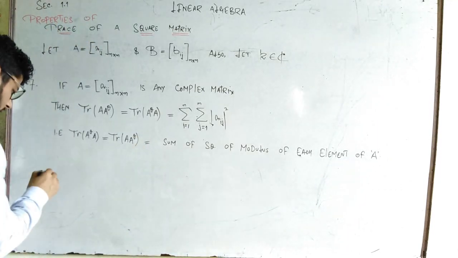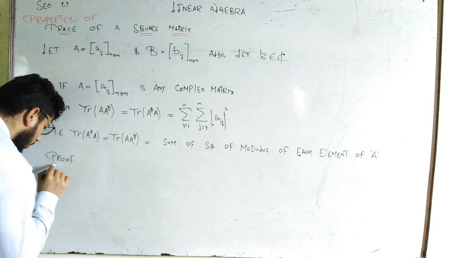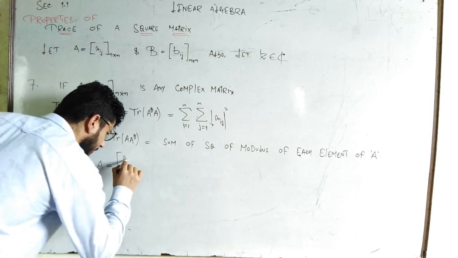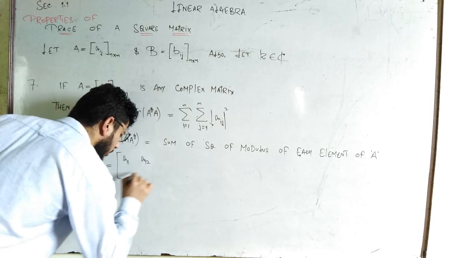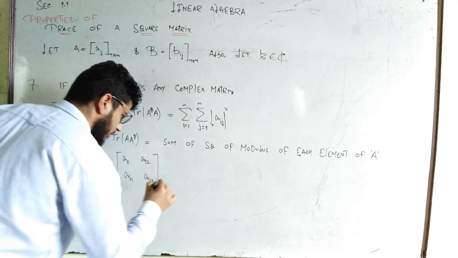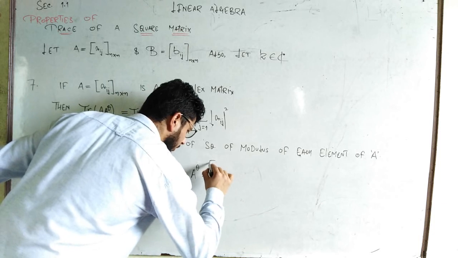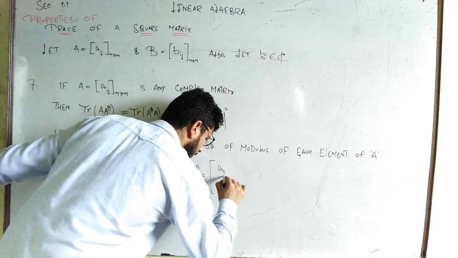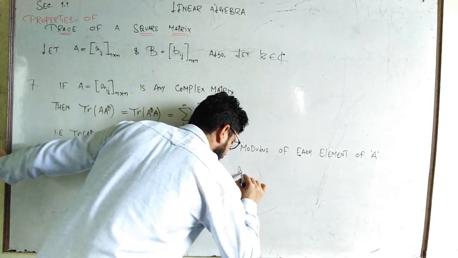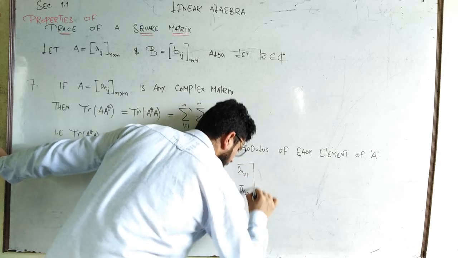Now I will give a short proof for this, and that will be for a matrix of order 2 only. Let's take A to be A11, A12, A21, and A22. This will imply A transjugate. A transjugate bole to A11 conjugate, A12 conjugate, A21 conjugate, and A22 conjugate. Right.